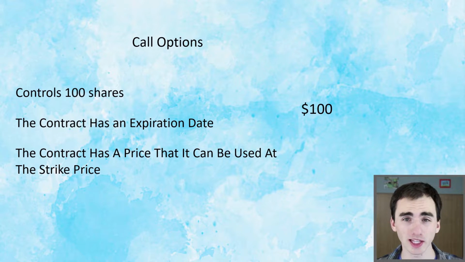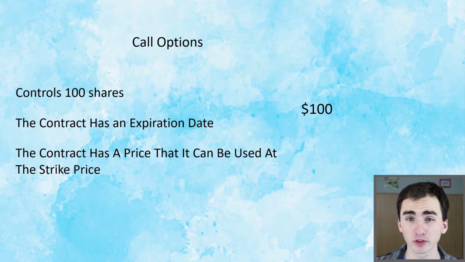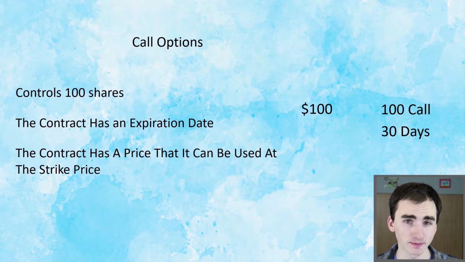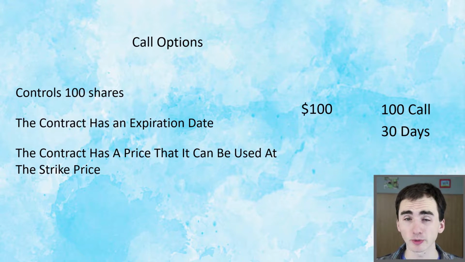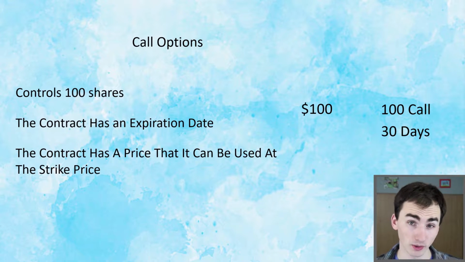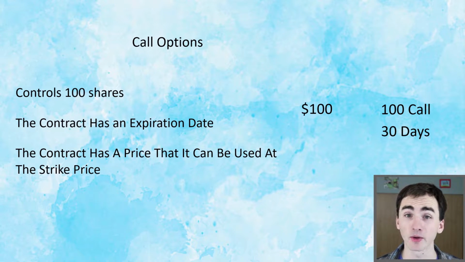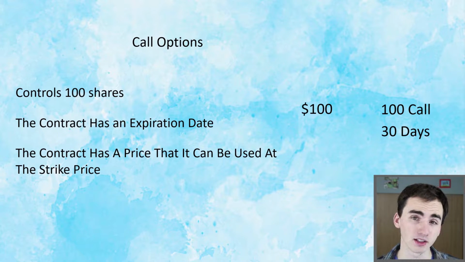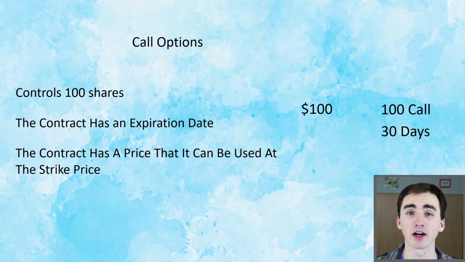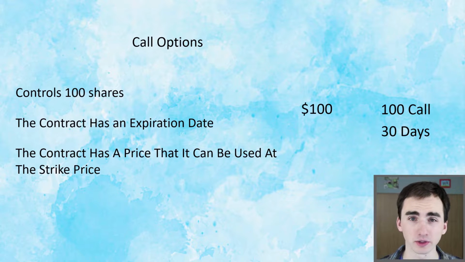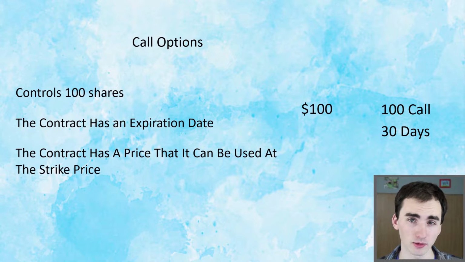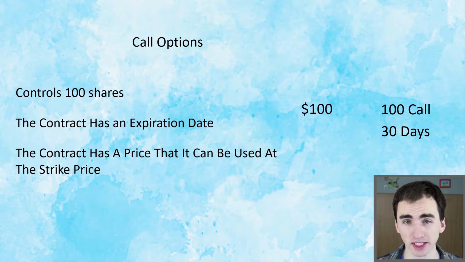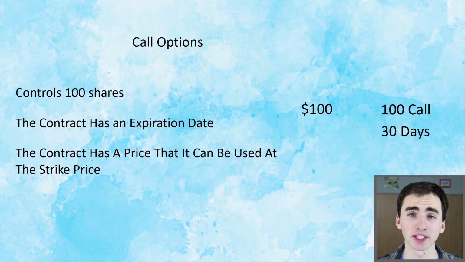So if a stock is trading at 100 and I buy a 100 call with 30 days expiration, that call option gives me the right to buy those 100 shares of that stock at $100 over the next 30 days. So if this stock goes up to $200, I still can buy it at $100 over those next 30 days with this call option. And I can use this call option whenever I want over those 30 days. I don't have to wait until the end of those 30 days to use it.